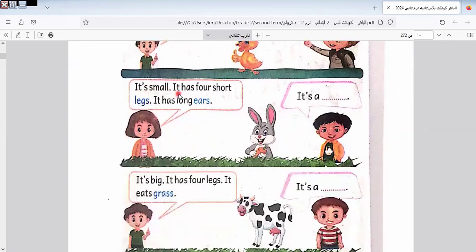Here we have, it's small. It has four short legs. It has long ears. It would be what? It would be rabbit. Without thinking, it will be rabbit. You are clever pupils. I think you answered with me.